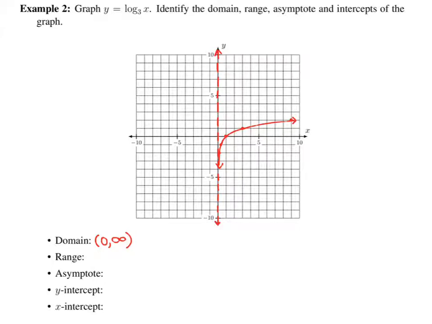The domain is from 0 to infinity. Again, not exactly at 0 because it doesn't quite get there. It's an asymptote. The range is all reals because it goes up and down forever. The asymptote is that vertical line, so it's x equals 0. The y-intercept is, wow, this one doesn't have a y-intercept. Look, it doesn't actually get to the y-axis.